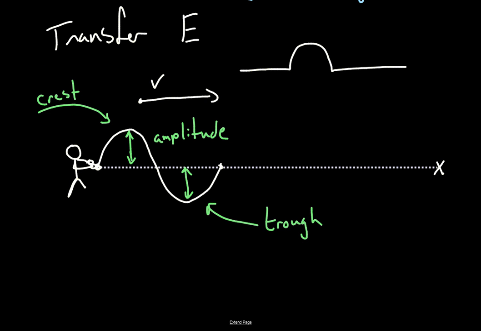And the other big thing to note here is the wavelength, which is the distance between equivalent points in the wave. Can I draw a straight line? There we go. And this is wavelength. And there's a symbol for wavelength that is lambda.